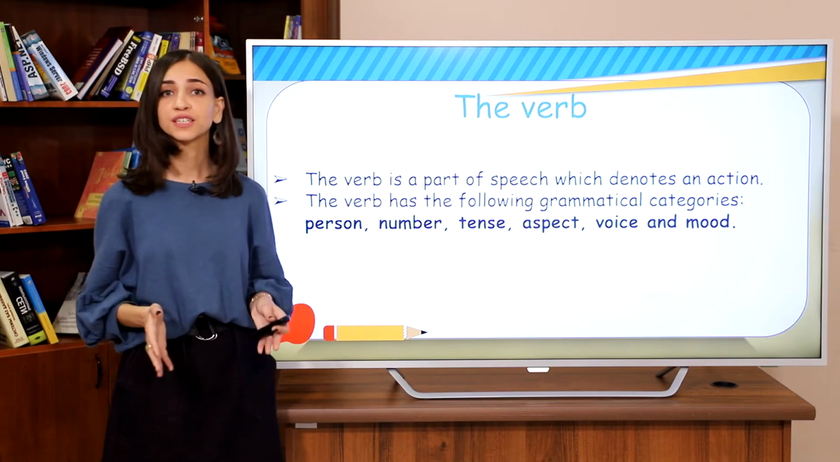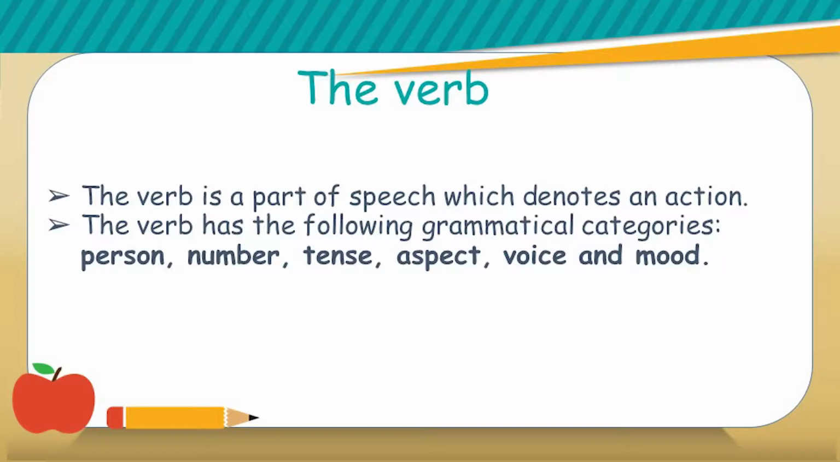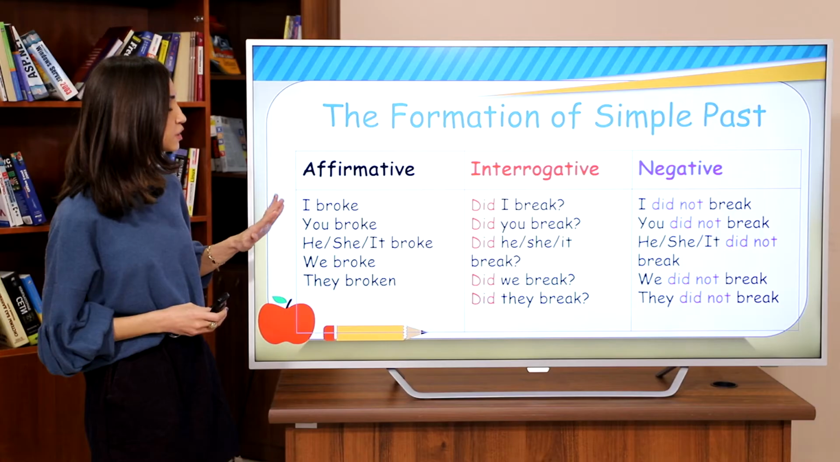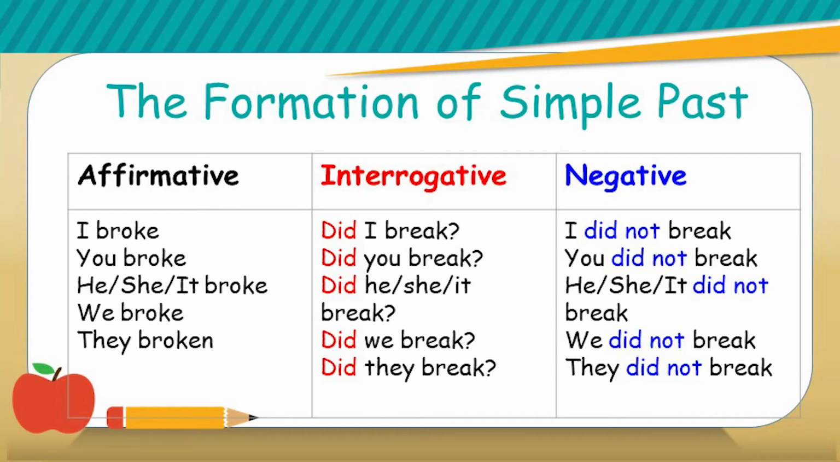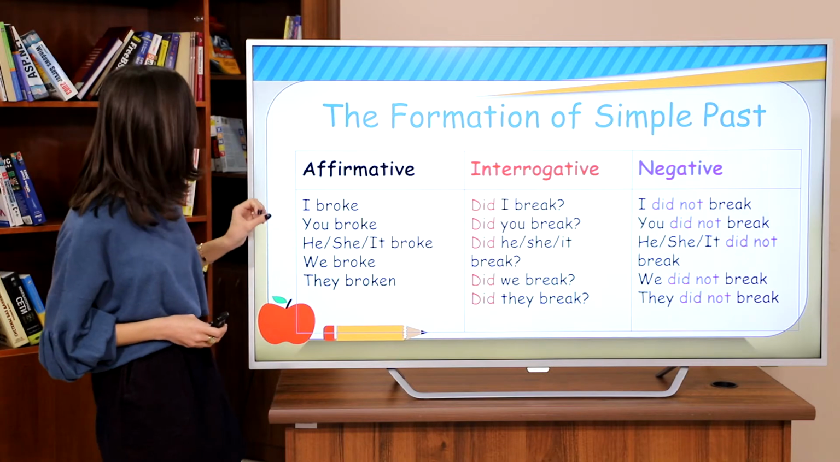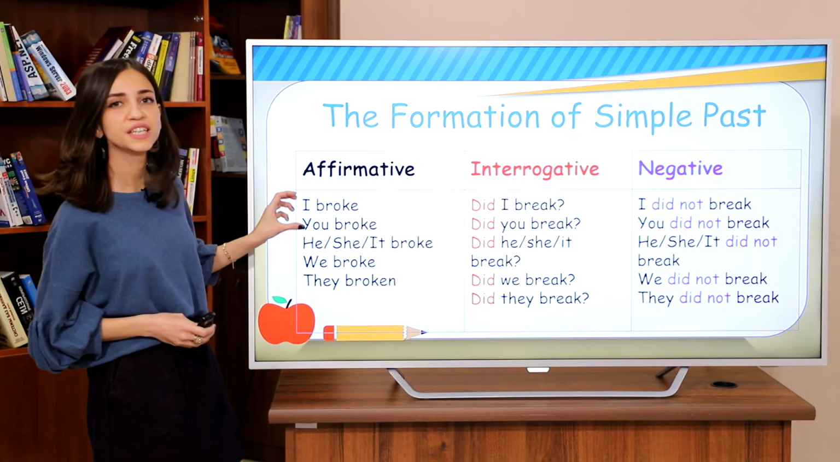So, first of all, let's understand what is verb. The verb is a part of speech which denotes an action, and the verb has the following grammatical categories: person, number, tense, aspect, voice, and mood. So, let's look at this chart. Here we have prepared the formation of simple past: affirmative, interrogative, and negative parts. So, let's read the examples.